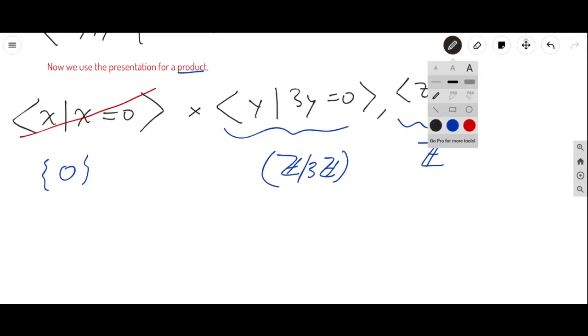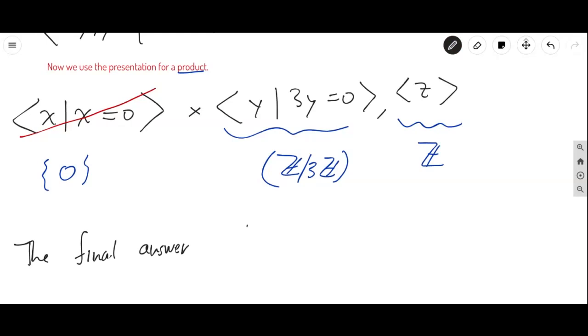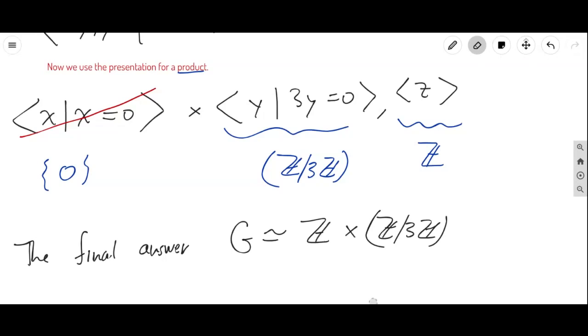So the final answer is that our group is therefore isomorphic to one copy of the integers and then mod 3. That's what we get. It's one copy of the integers and one copy mod 3. So that's what we've shown.